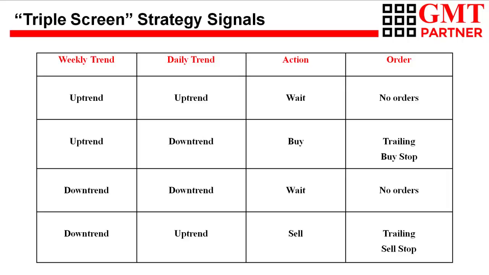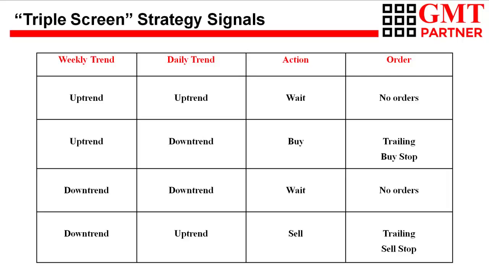The information in the second column indicates the status of the intermediate trend, or correction. In other words, here we can see the information about the situation on the second screen of the strategy. The third column shows what actions should be taken by the trader, depending on the situation developing in the first and second screens of the strategy. Finally, the last column shows which type of order the trader must use in a given situation.